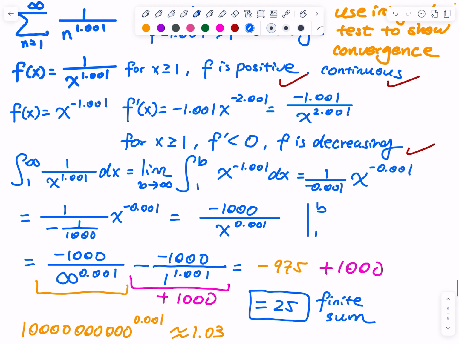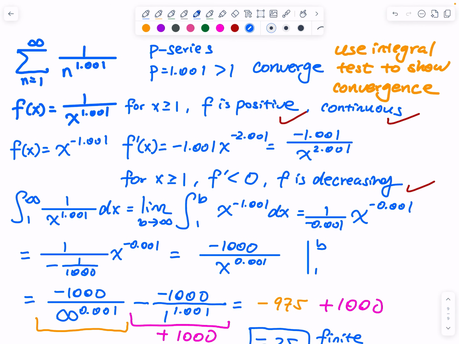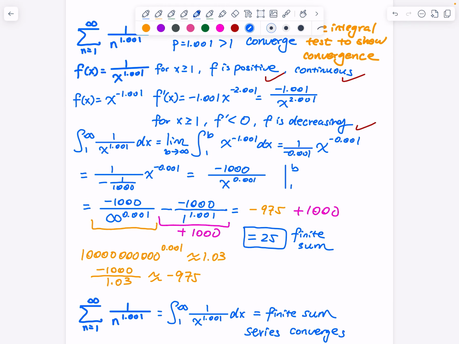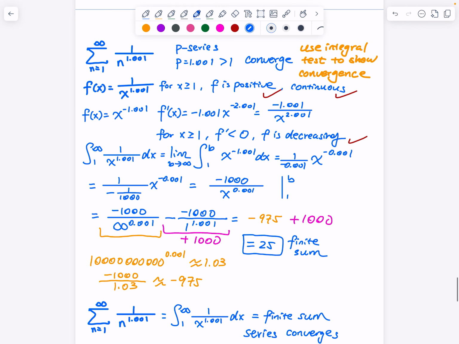And at the beginning, we said it converges using the properties of a p-series. All right, so that is the end of this problem.